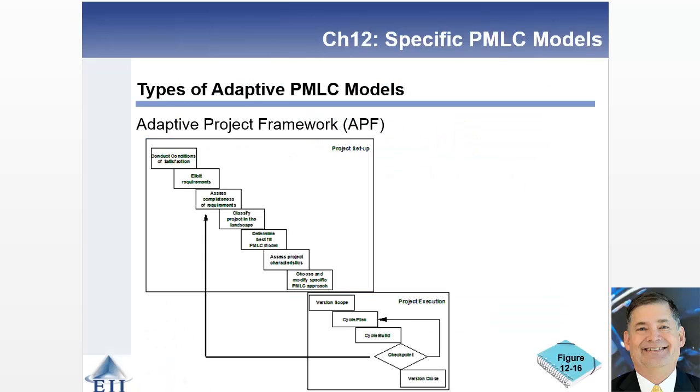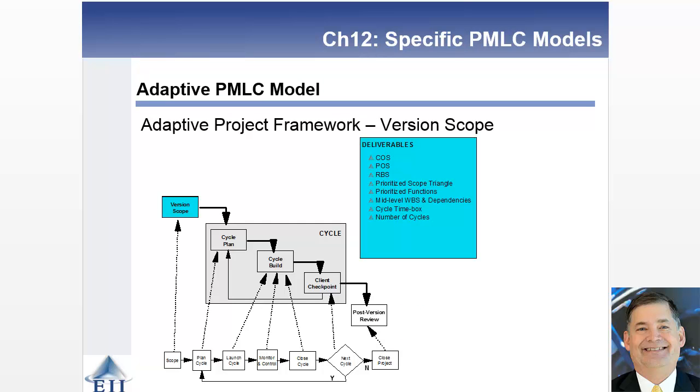And so, very complex picture, but you've got this concept of project setup where you're going to go in and look at the requirements, assess those requirements, classify them, determine the model, assess project characteristics, and then start to move into choosing the specific approach. And then you've got project execution, where you scope it, plan it, cycle through it, do a checkpoint, and then either close the version or loop back to yet again go back through this specific project.